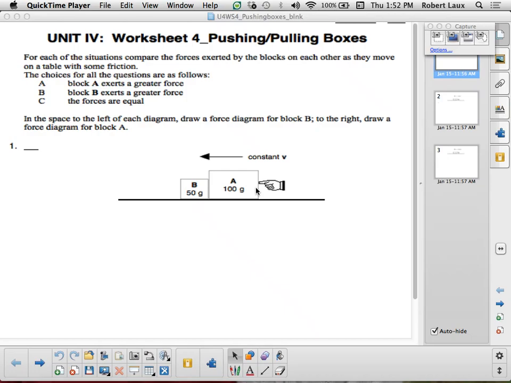So problem 1, you've got the space in the left of each diagram, the force diagram for block B, to the right, a force diagram for block A. Which of these should we draw a force diagram for first, B or A? We're going to draw B first.